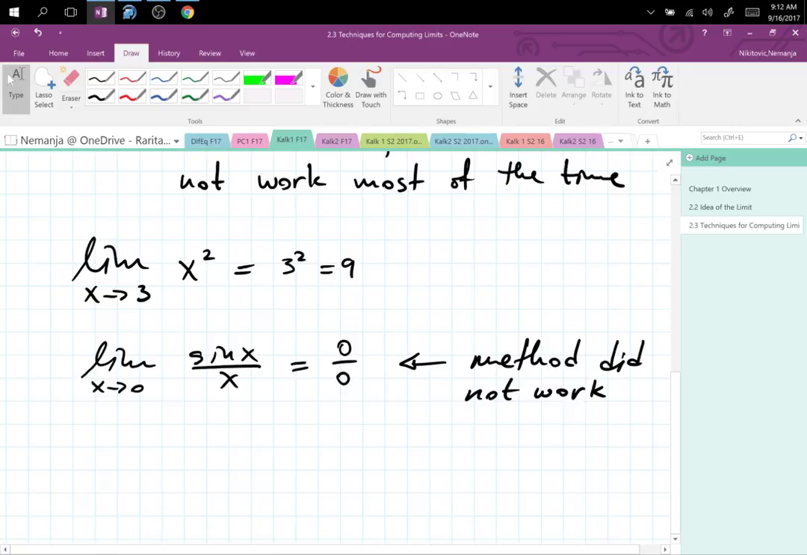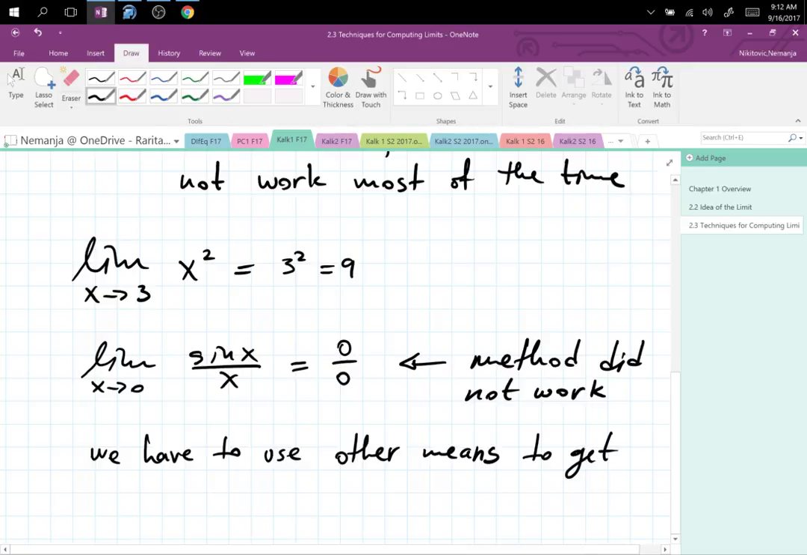We are going to use that powerful method which Bernoulli developed in chapter 4, where you take derivatives, plug values in, and then you get 1. But for now, it's charts and graphs. So the method didn't work. We have to use other means to get 1. So I'm not solving this problem right now.